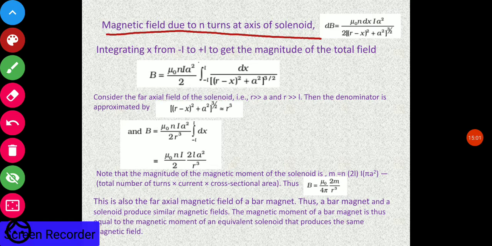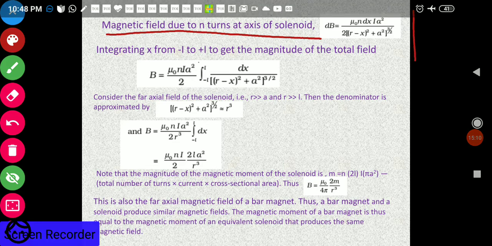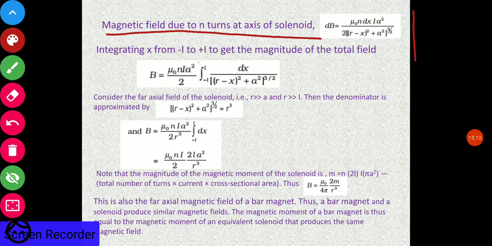We have derived the formula. Using the same formula, the magnetic field due to N turns at the axis of the solenoid is given by this expression, that is dB = μ₀ N dx I A² / (2[(R − x)² + A²]^(3/2)). This is a small magnetic field due to a single current carrying coil.